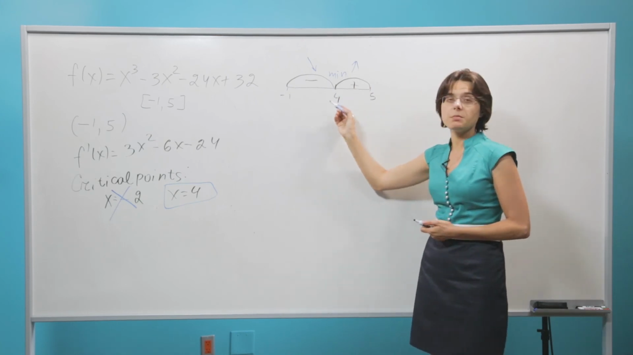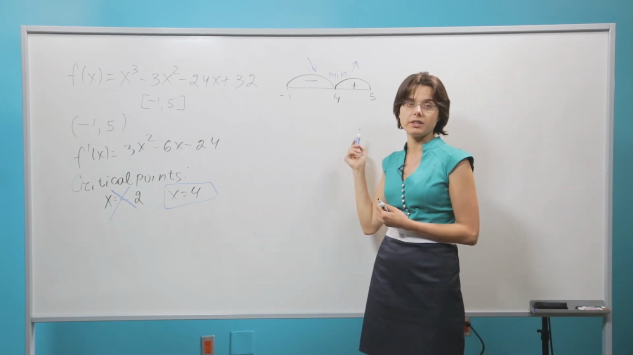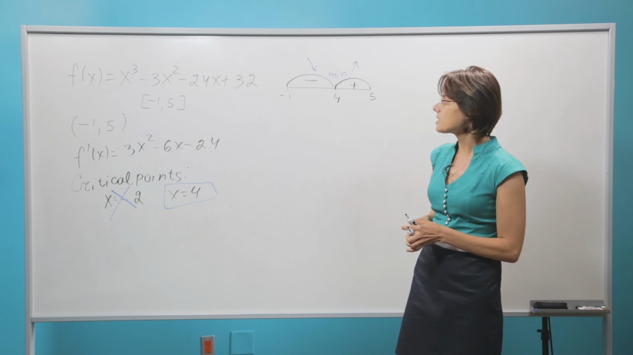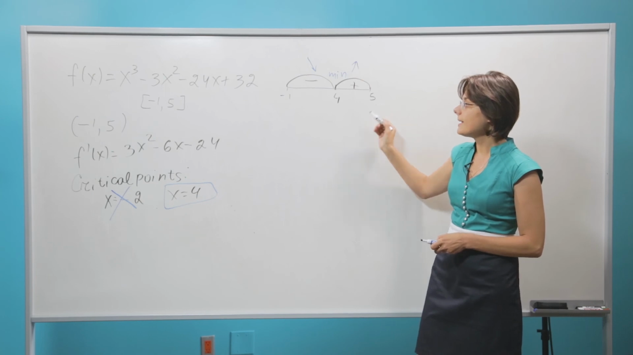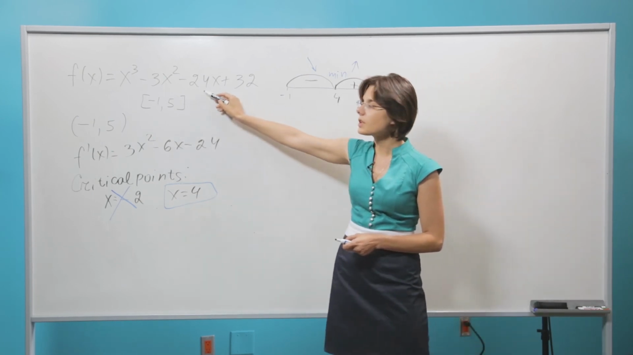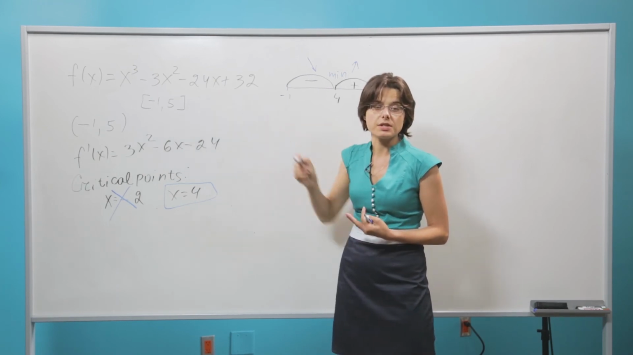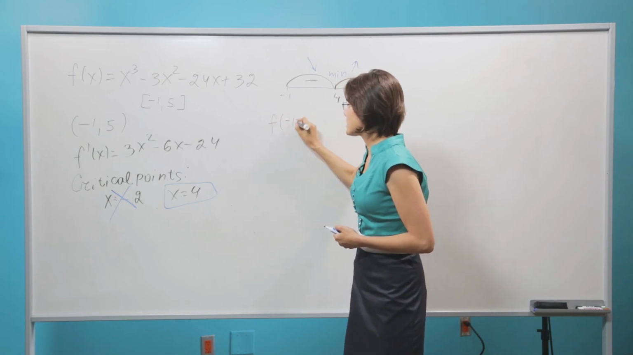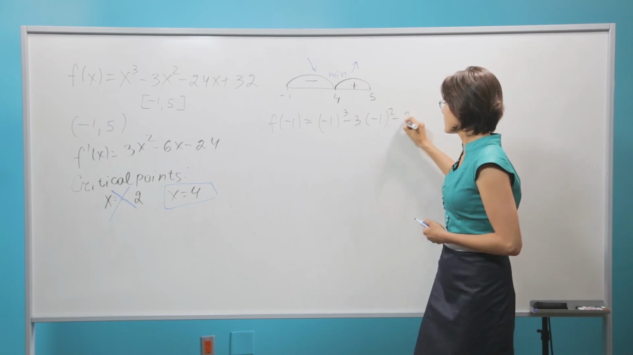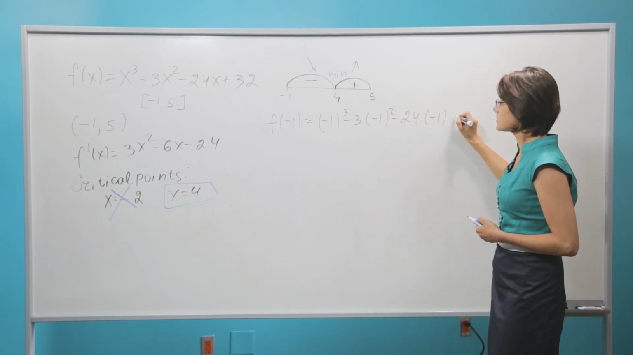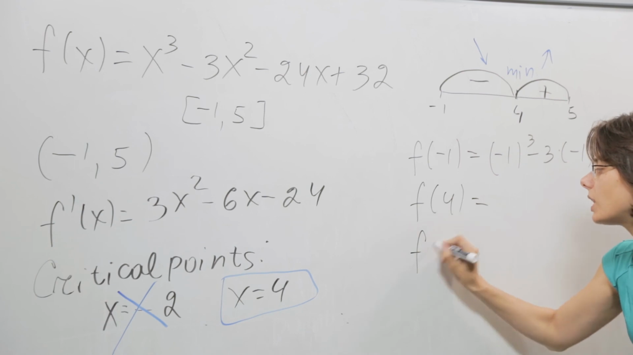But this is a minima only for the inside points of this interval. Now separately, we have to check points -1 and 5. How do we do that? It's actually very easy. We take the values of the endpoints, -1 and 5, and the critical point, and plug them into the original function. Then we compare the values of this function and choose the biggest and the smallest. So we have to calculate f at -1, f at 4, and f at 5.